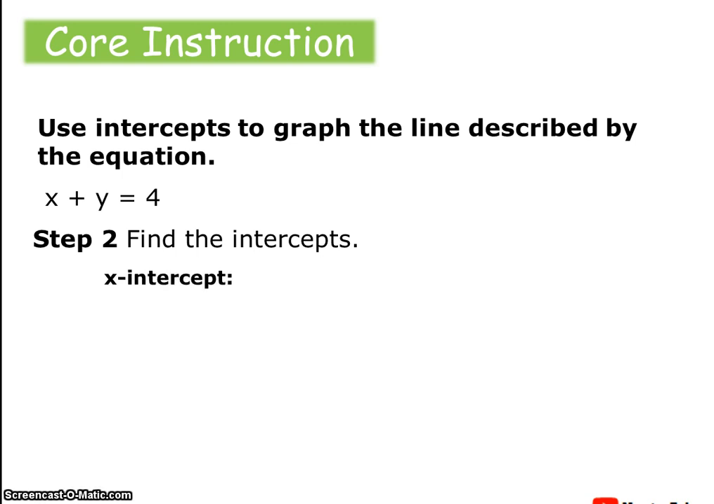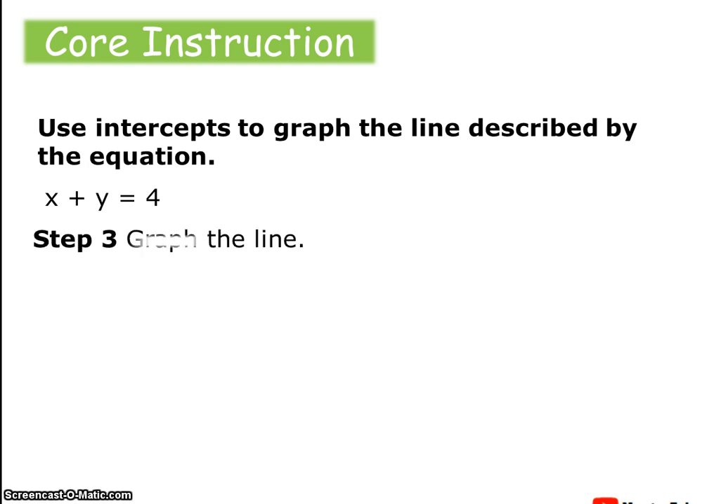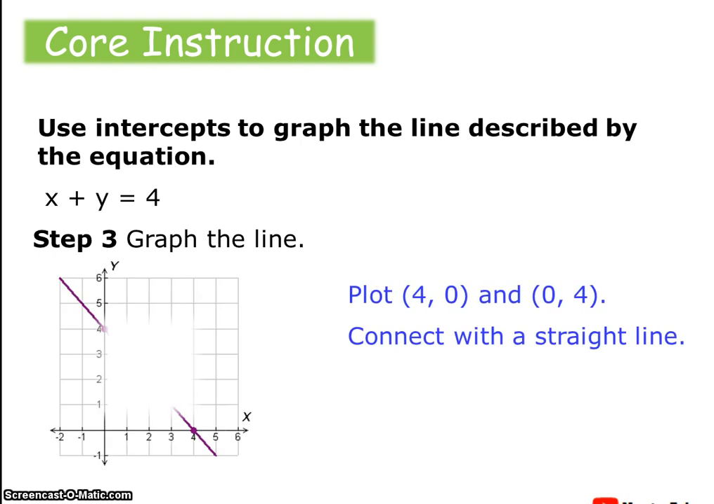So I'm going to find the intercepts by plugging in 0 for y. That gives me simply x is 4. And then I'm going to plug in 0 for x, and that gives me, hey, y is also 4. That means that when I graph this line at 4, 0, 0, 4, it's going to look something like this.